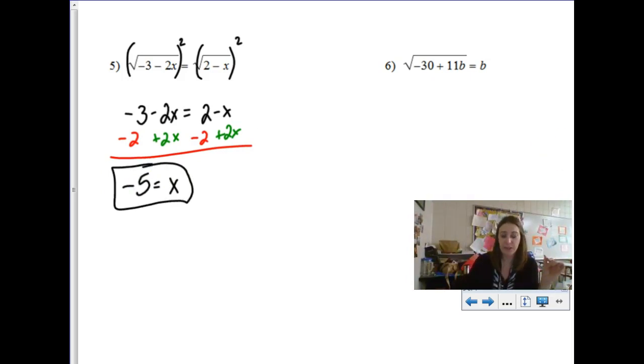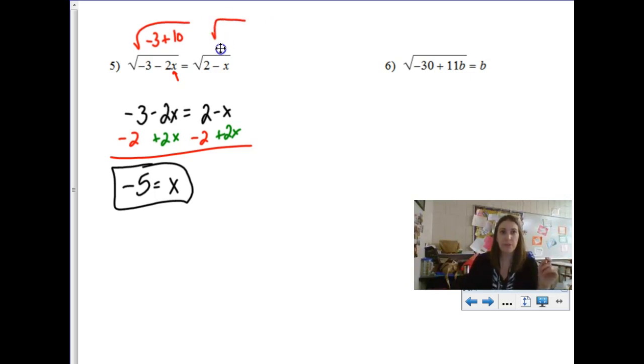Now, I do want to be a little careful. There are things called extraneous solutions. So now that we're getting to more complicated questions, I'm going to make sure that if I plug in a -5 for x, this works out. If you plug in a -5 right there, you're going to have the square root of -3, and then -2 times -5 is plus 10, so that's the square root of 7.